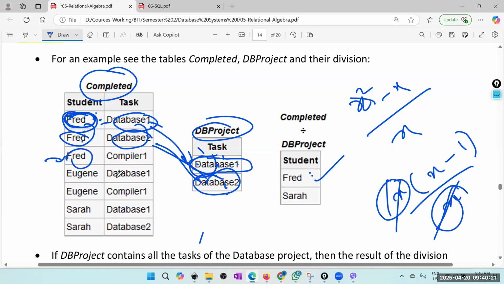Then Eugene, database 1, okay, but Eugene is not connected to database 2. So therefore you don't take. That name is not in the result because it must be related to all the records, not just one record. So therefore we don't take. Then Sarah, yes, connected to database 1, connected to database 2. So you can take Sarah. So that is how you take it. So you take a record from the left side and see whether it is related to all the records in the right side. Then you take that record. Otherwise, don't take. Okay.